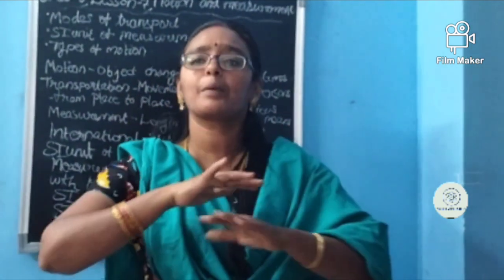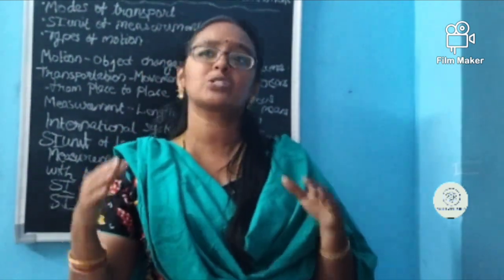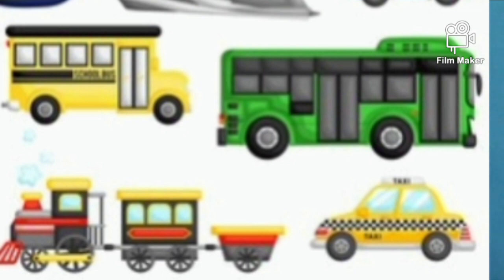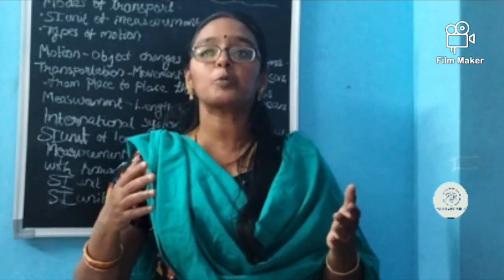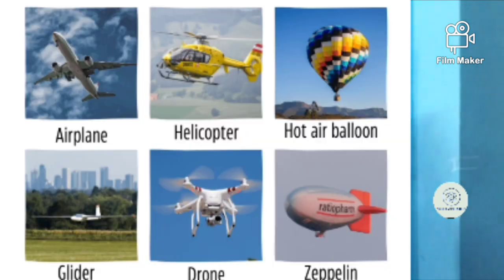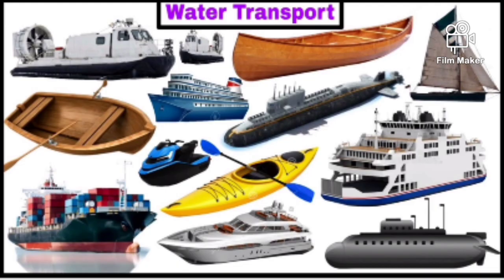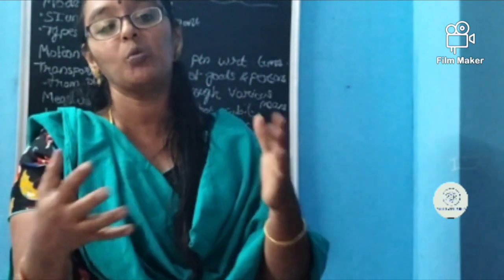In land, there are many things which are motor things. We can say trains, trucks, lorries, scooties, cars and all, isn't it? Transportation through air: helicopters, aeroplanes and all. And transportation through water: boats, ships and all. By all the 3 means he used to move.